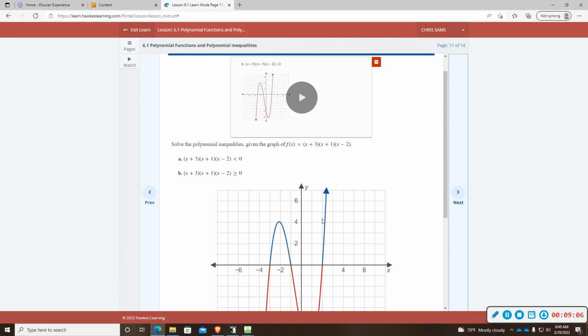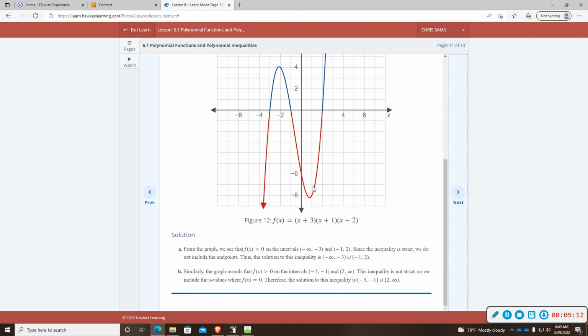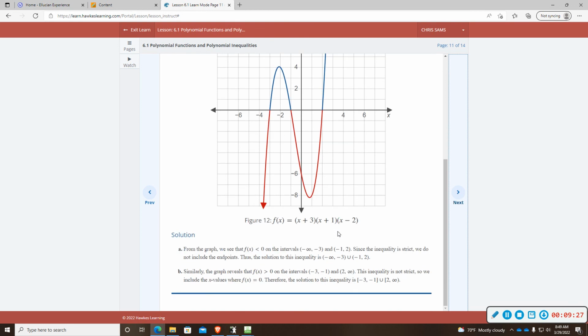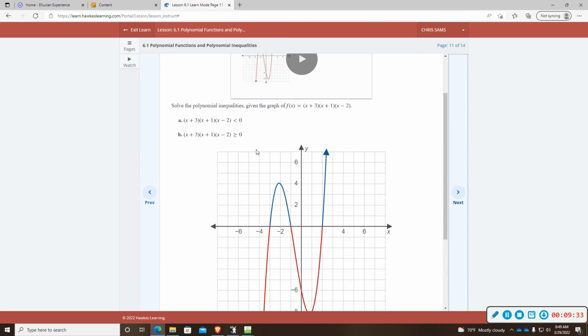And also, depending on the inequality symbol, if you want strictly less than, then you will be using parentheses. If you want equality to be included, then you will use brackets. So this one wanted greater than or equal to 0. That is the positive parts. And I think they labeled that down here. And they show you that they put the endpoints in brackets because it's included, equal to, with the zeros.